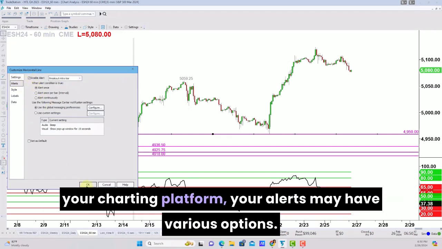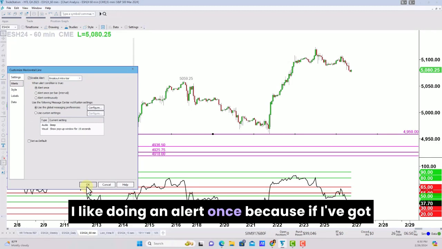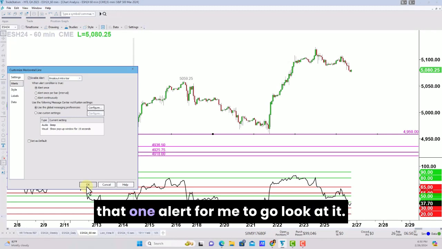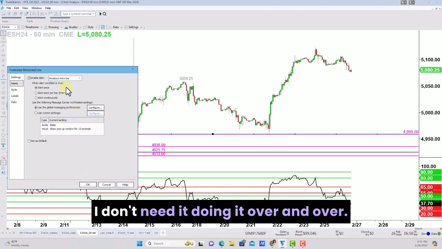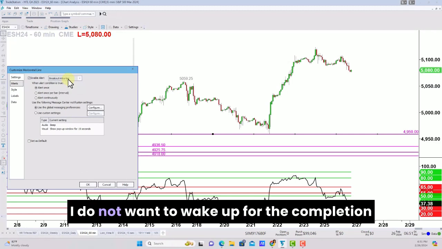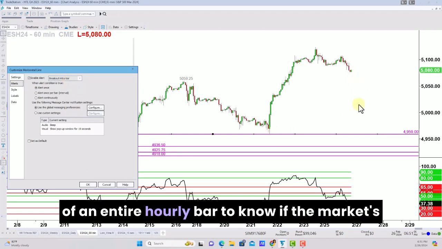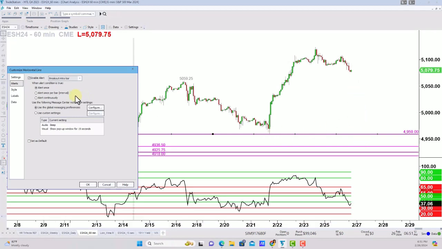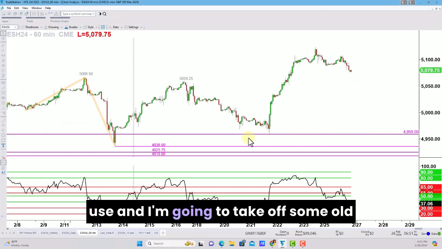Now, depending on your charting platform, your alerts may have various options. I like doing an alert once because if I've got the charts open and I'm listening, all I need is that one alert for me to go look at it. I don't need it doing it over and over. I also, in particular, like breakout intra-bar. I do not want to wait for the completion of an entire hourly bar to know if the market's broken below this low, again, if it comes back here. So that's the type of alert I'm going to use.